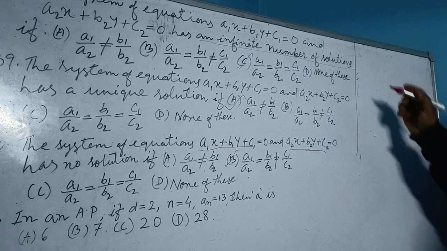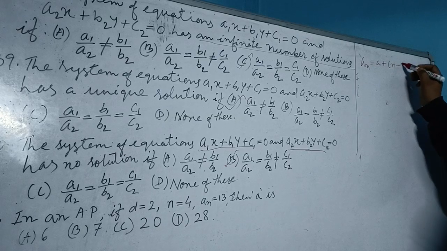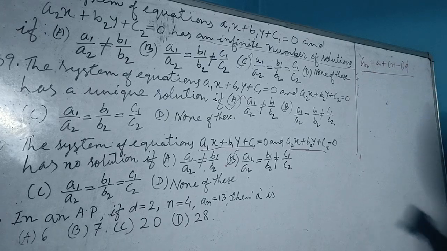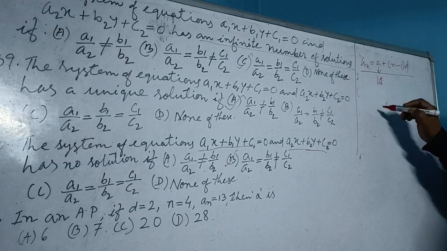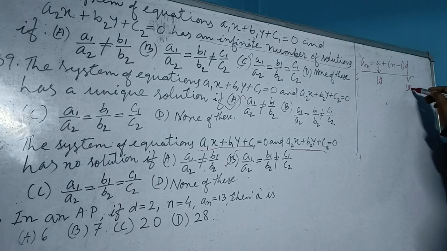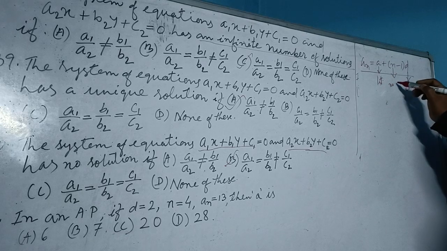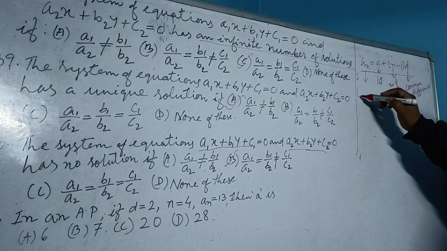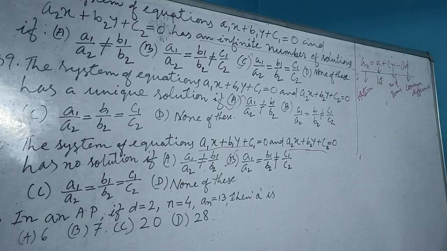The nth term of an AP we write as a plus n minus 1 into d. This is the nth term formula. Sometimes in books it is written Tn is equal to T plus n minus 1 into d. What is a here? The first term of the AP. What is d? The common difference. What is n? The number of terms. And an is the nth term. These things you have to know.